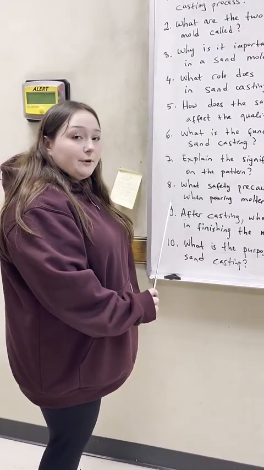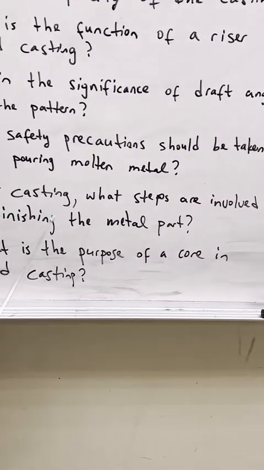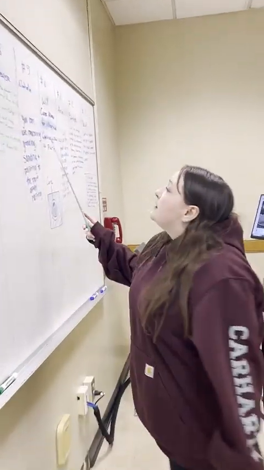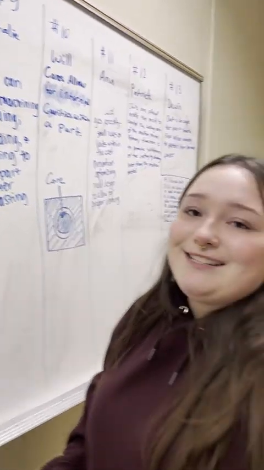My name is Natalie Williams, and my question was number 9. After casting, what steps are involved in finishing the metal part? I answered that you can use machining, grinding, sanding, and polishing to finish the part after casting. Thank you, Natalie. Thank you.